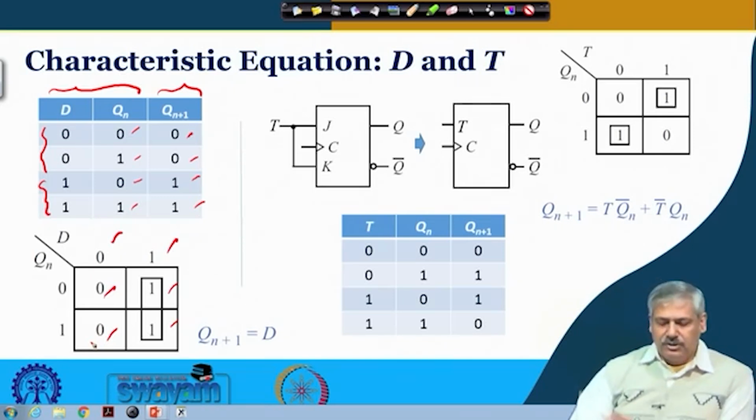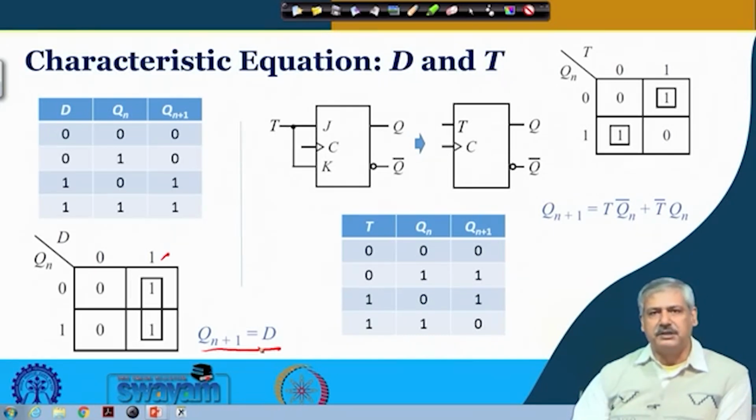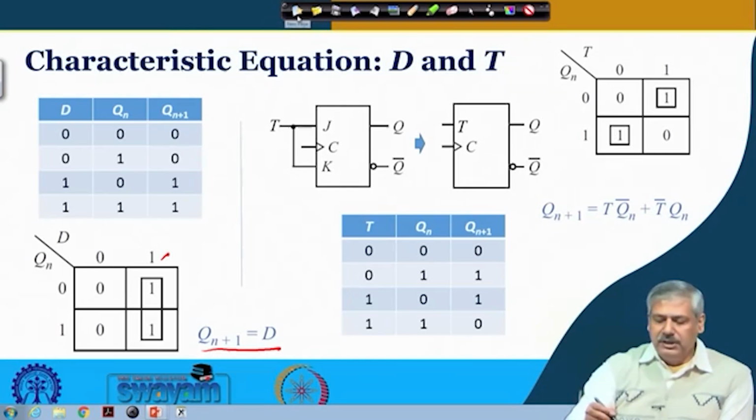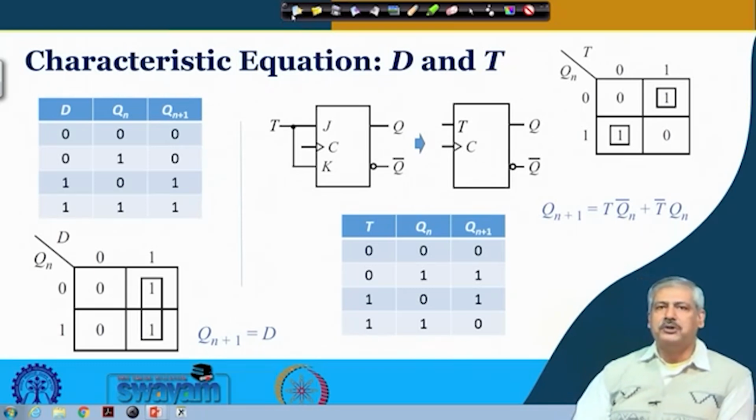Okay. So, in this case, we have only one particular product term coming out of this, because only one group is sufficient to cover both the ones, and for which D is remaining with the value 1. So, Qn plus 1 is simply D. So, this is the characteristic equation of D flip-flop. Clear? So, here we introduce another flip-flop, which we call T flip-flop or toggle flip-flop.